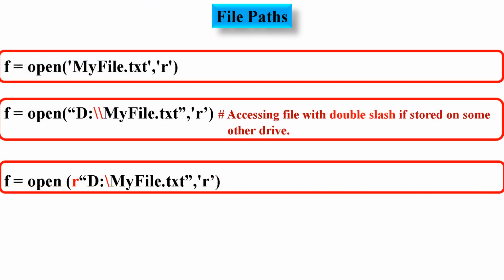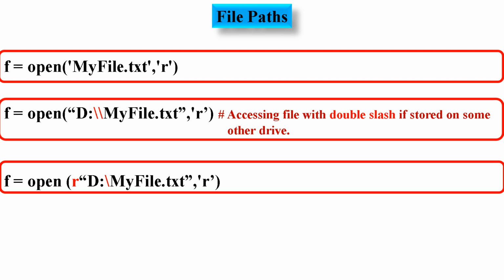The first line of code is a common way to open a file in Python and assign a file object to a variable named f. The open function is a built-in Python function used to open files. It takes two arguments. The first argument is the name of the file you want to open, and the second argument is the mode in which you want to open the file.